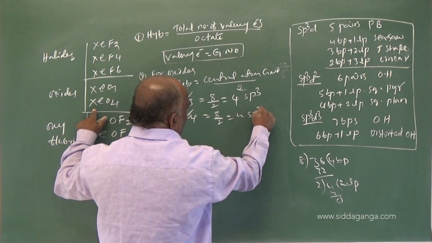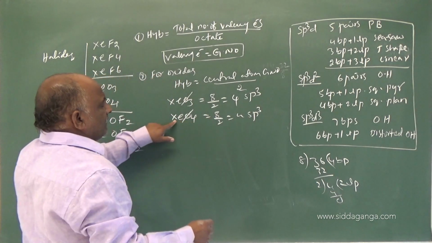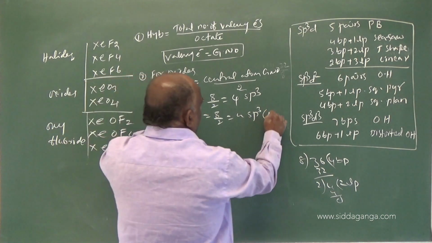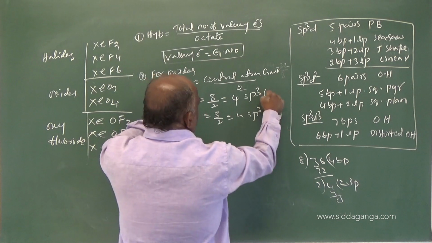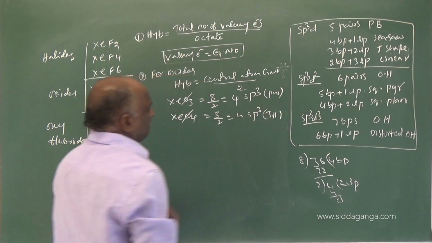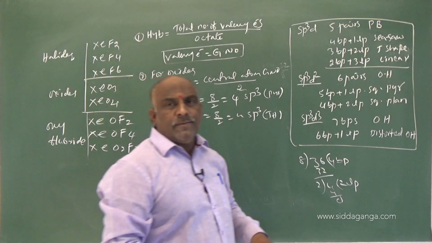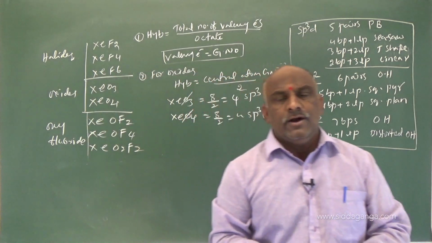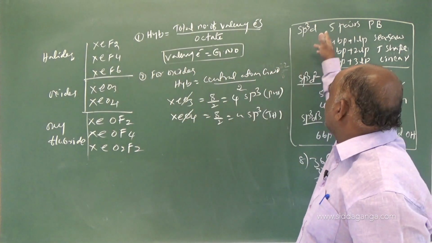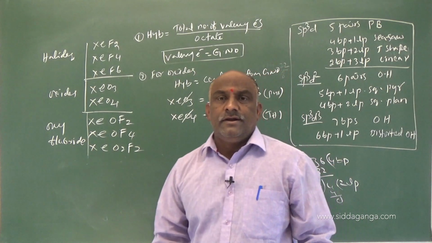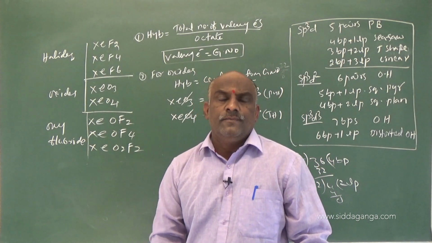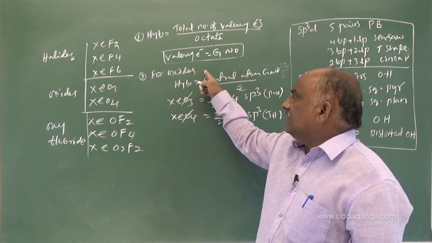4 is sp3. Number 4 means this is tetrahedral. It is 3, 3 means pyramidal. 3 bond pairs, 1 lone pair, pyramidal. 4 bond pairs, tetrahedral. Like this, the splitting was there in sp3 geometry also. Clear? So it is for oxides.